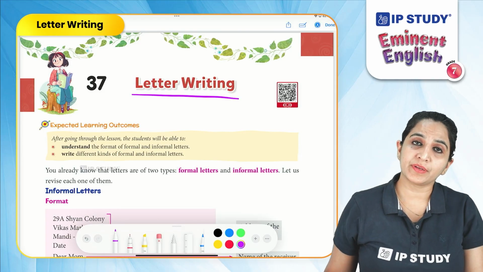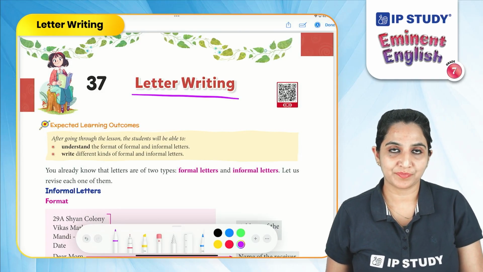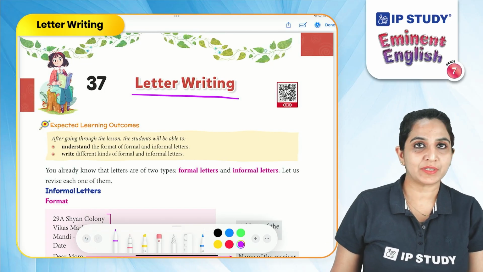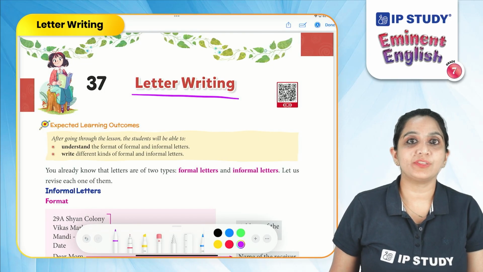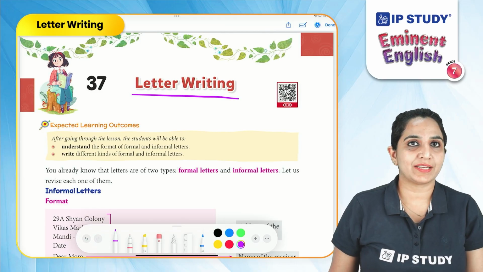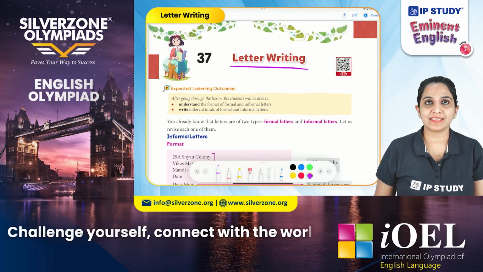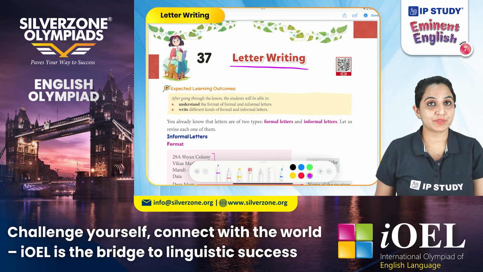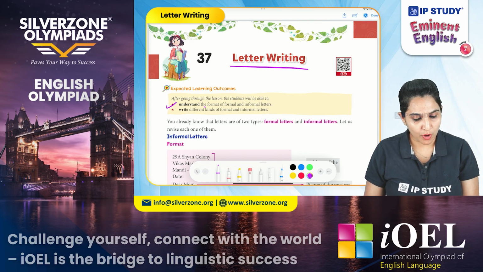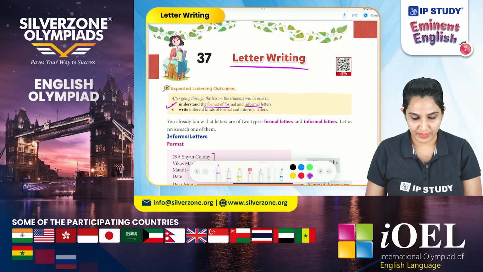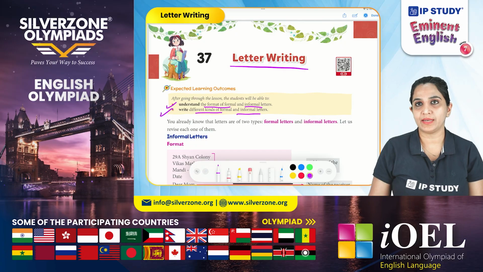Letters can be printed or handwritten and we send them through the post. This is what we will learn in today's lesson: how to do letter writing and what are the kinds of letters. There are two kinds of letters, formal and informal. Let us discuss both of these kinds in detail. Before the end of this lesson, you will be able to understand the format of formal and informal letters, and write different kinds of formal and informal letters.